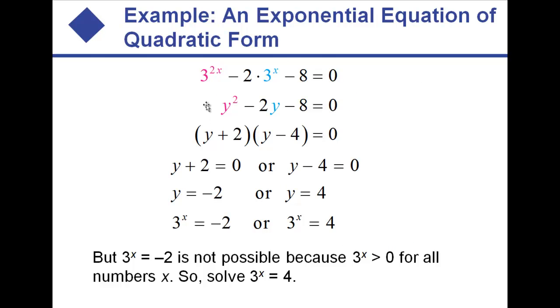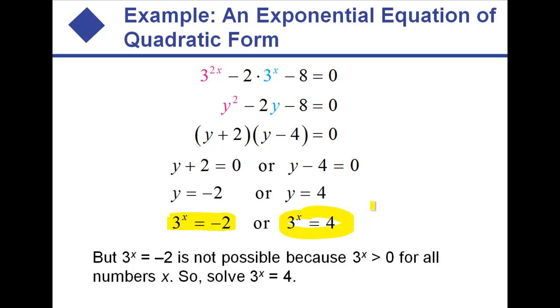So with a simple substitution, we can now visualize how this is in fact a quadratic, and then we can factor it like we do with quadratics. We can solve it like we do for quadratics. Then we can bring the 3 to the x back in and set them equal to the answers we just got, realizing, however, that this one doesn't work, because 3 to the x can't be a negative number, because 3 to the x is always positive. So this is our only solution here. And that's the one that we continue on.